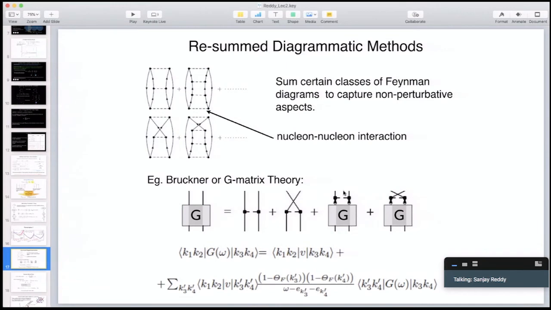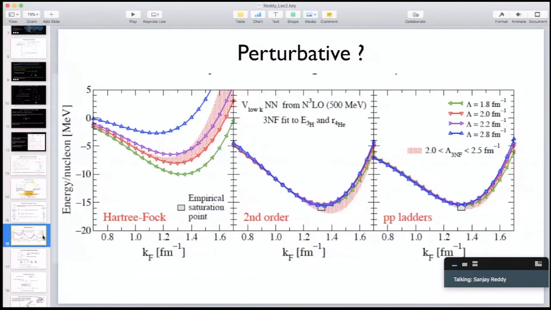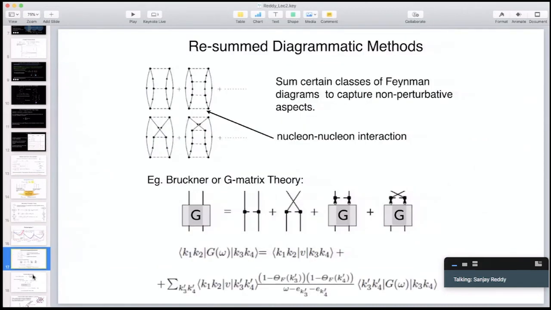In Bruckner theory, the scattering between two particles can be calculated to all orders in this ladder sum. There's an algebraic expression, or an integral equation, that relates the scattering amplitude for two nucleons to all orders. And this can also be used to calculate the energy per particle. So when you go back to the last panel of this figure, where you've summed all the PP ladders, summing all the PP ladders is really equivalent to doing something like Bruckner theory, where you sum all the ladder diagrams together.